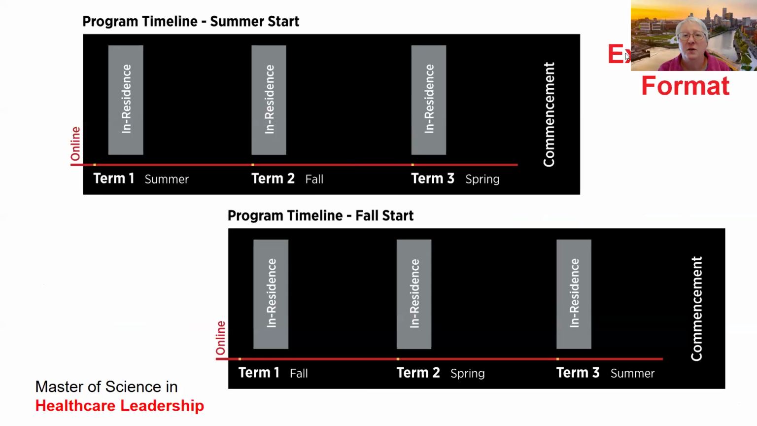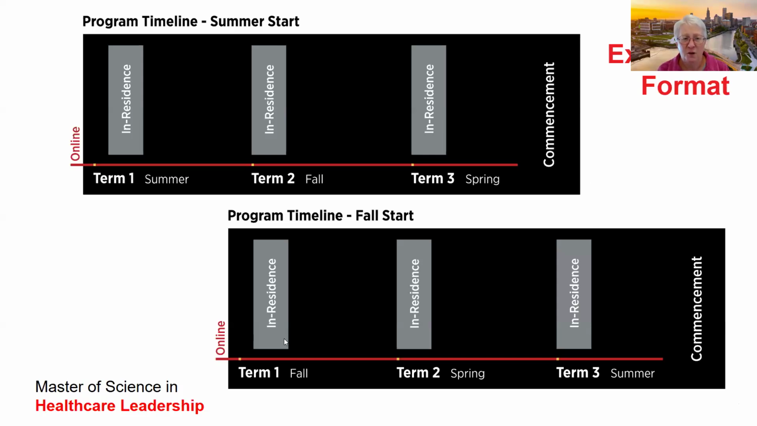So one final review of how the program works. I like this visual because it tells you, okay, if I am a summer start, I start in the summer, I have that in-residence session, and the remainder of the semester is online. I come again in the fall, and the remainder of that session is online. And then I come for the spring term in January, generally the very end of January into February, is that final residential session, and you finish the spring term and go directly to commencement.